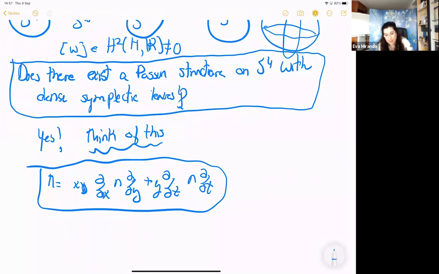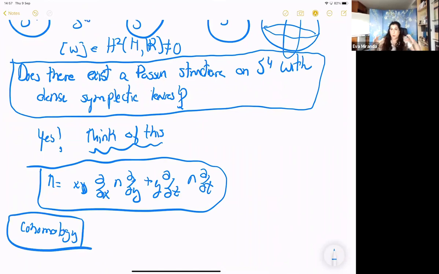And of course, behind an obstruction theory, there is always a cohomology. It's possible to find cohomological obstructions for a manifold to admit a particular type of Poisson structure. Of course, we know that the zero structure is always there, but let's say I now want to restrict the class of structures. And that's what we call obstruction theory.